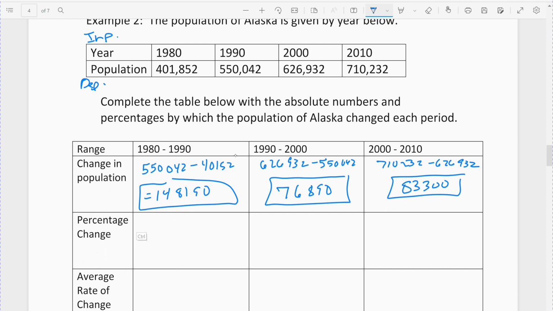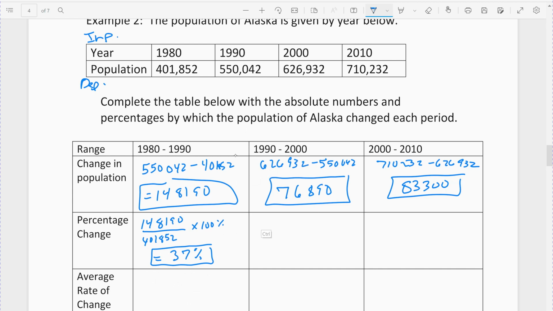So the percent change is going to be the change above, that 148190, divided by the starting year. So we divide by the amount in the starting year, which I wrote down wrong. So it would be 401852 times my 100%. I'm just going to round to the whole percent, so I'm going to round up to 37%. 37% growth. So between 1980 and 1990, Alaska had a 37% growth rate in their population.